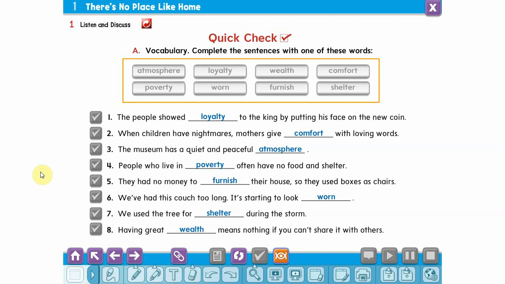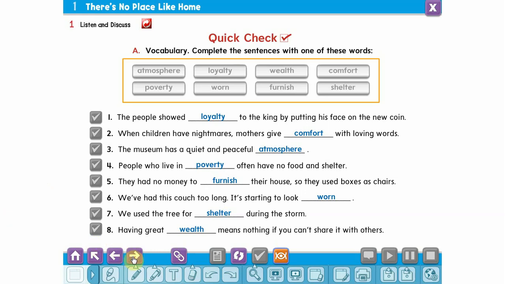We have had this couch too long. It's starting to look worn. We use the tree for shelter during the storm. Having great wealth means nothing if you can't share it with others. That's exercise A concerning the opinion or the new vocab of the first lesson, unit 1.